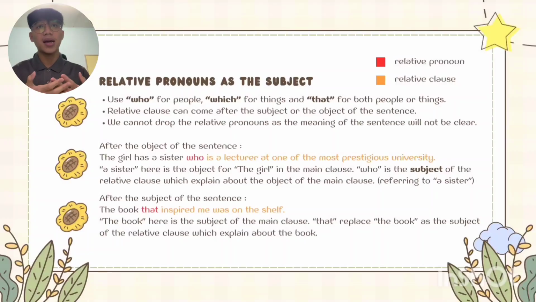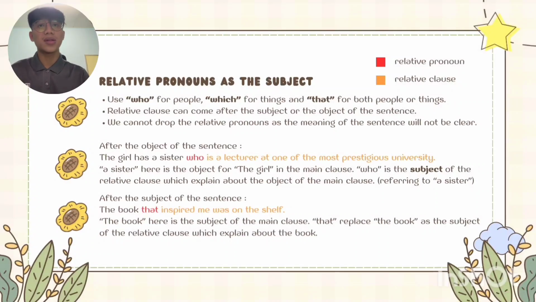A relative clause can come after the subject or after the object of the sentence. If we use a relative pronoun as the subject in the relative clause, we cannot drop the relative pronoun, as the meaning of the sentence will not be clear. Example, after the object of the sentence.